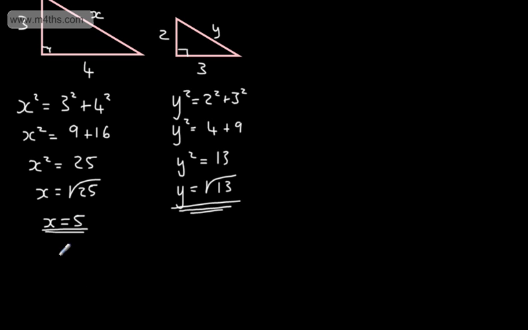A rational value is a number that can be written as a fraction in the form a over b, where a and b are integers. So this is a rational number. This is 5 over 1. We could write 2.25 as a rational fraction as 9 over 4. We could write 7 over 3. These are all rational numbers.